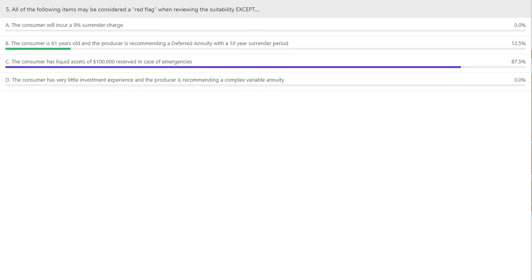All right, the correct answer here that we would go with, again, there's always some subjectivity, is C: the consumer has liquid assets of $100,000 reserved in case of emergency. I see another answer around the 81-year-old, sample B. In this case, it may not necessarily be a red flag or a bad sale, but it's something that should be questioned to understand that the consumer is going to be tying up some money for the next 10 years as they age. It's just something to consider, and make sure there's adequate documentation there.